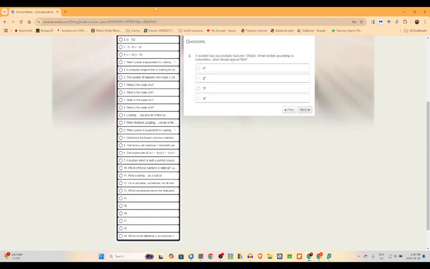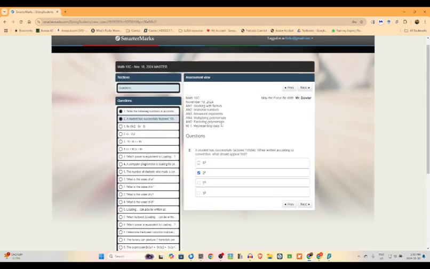Moving on. A student has successfully factored this number, 105,840. When written according to convention, what should appear first? Well, the convention says we do our lowest base first, not the lowest exponent. So that would be 2 to the 4, then it's 3 cubed, then it's 5 to the 1, then it's 7 squared. If you wish to multiply these together, you will get that 105,840. And this would be algebra number 3, advanced exponents.